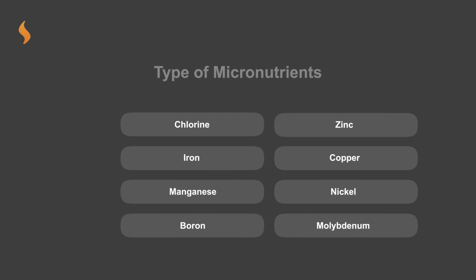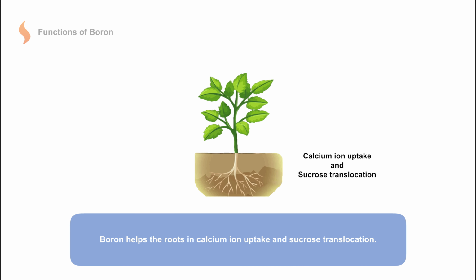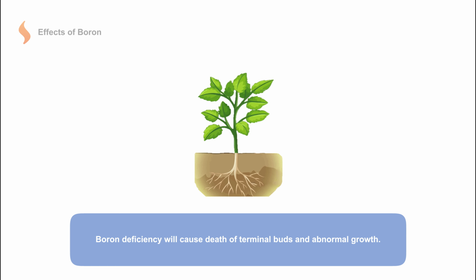Now, let's look into the type of boron. Boron helps the roots in calcium ion uptake and sucrose translocation. It is involved in carbohydrate metabolism and helps in germination of pollen. Boron deficiency will cause death of terminal buds and abnormal growth. The leaves will become thicker, rolled up and fragile.